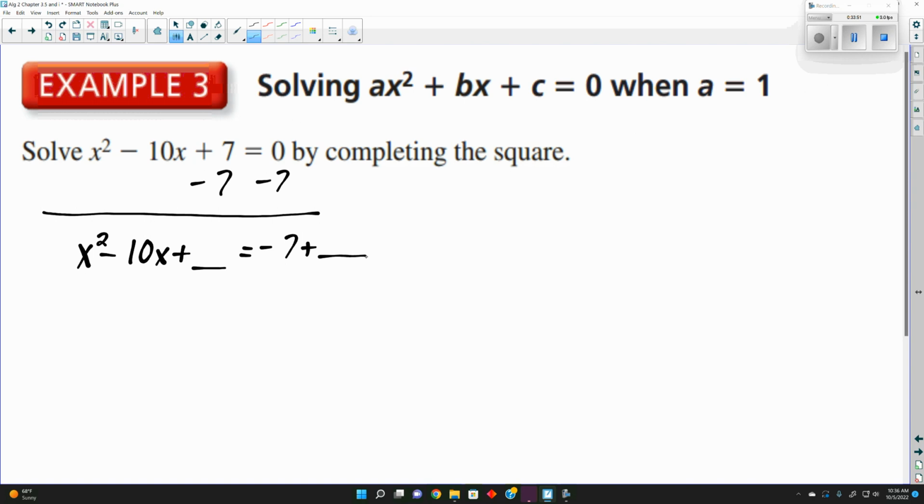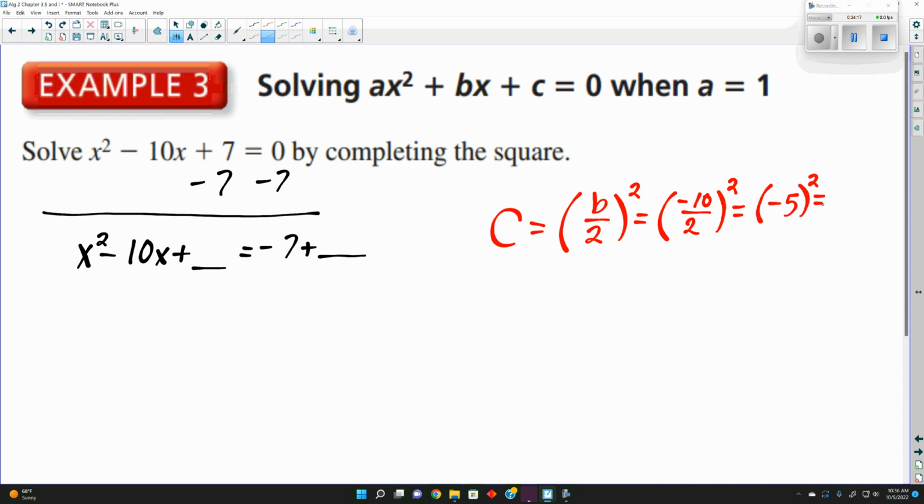Now we leave 2 spaces because that's for the value of c, kind of what we did on these last few. Well, c in our case is b over 2 squared. Well, here the value of b is negative 10. So we have negative 10 divided by 2 squared. Well, negative 10 divided by 2 is negative 5. And negative 5 times negative 5 is 25. So we found the value of c.